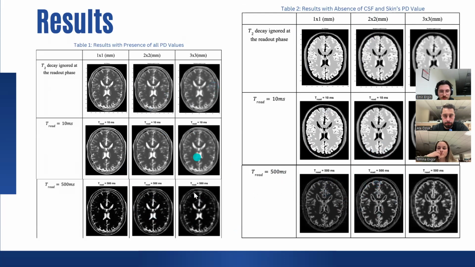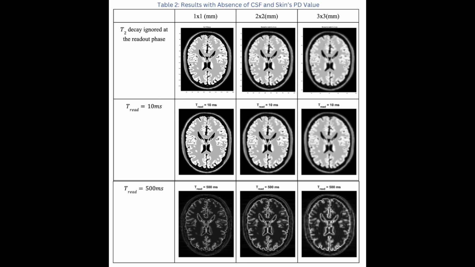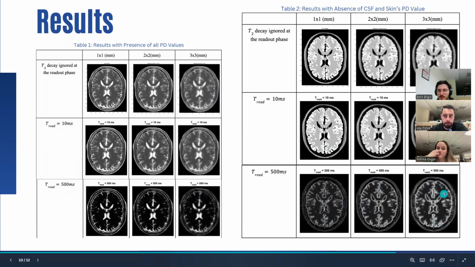And as you can see, with lower resolutions the effect is more clear, and here you can see artifacts occurring on the image. For 3 millimeter resolution, the effects are significant, as ringing artifacts occur as well.